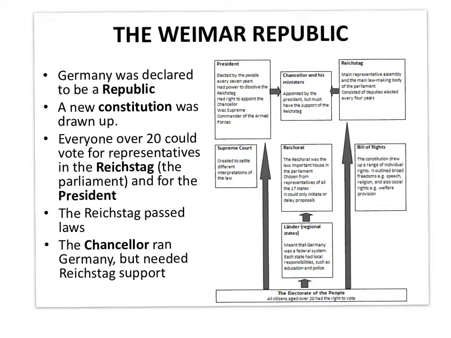Now the system of government in the German Empire, which came to an end at the end of World War I, was what in history we would call an authoritarian system. An authoritarian system basically means that a lot of power is based at the top of the system, particularly in the hands of the emperor himself.